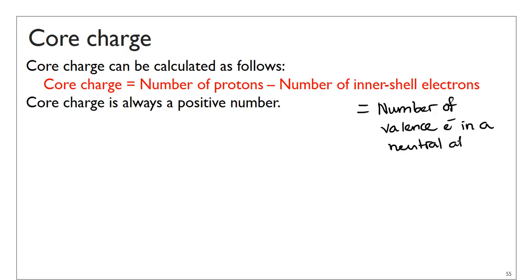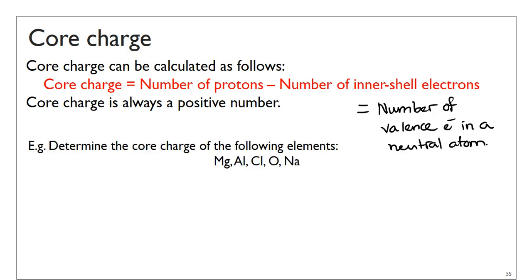So just very quickly, I don't think I actually went through this example, but we did something similar in class. In the case of magnesium, the core charge will be +2. For aluminium, it will be +3, and then I think that's +7. I'm just looking at the number of valence electrons in a neutral atom of this element. So that will be a measure of core charge.